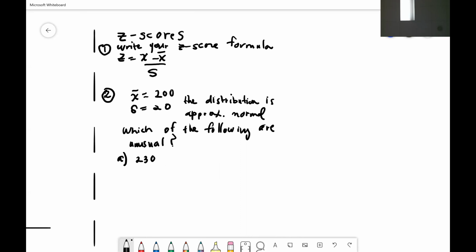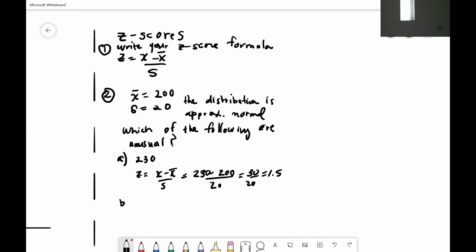all right, is 230 unusual? Here's how I would do it on the test. Z equals x minus x bar divided by s, which is 230 minus 200 divided by 20. That's 30 divided by 20, which comes out to 1.5. And you would say, no, that's not unusual. Because things that are unusual are 2 standard deviations or more, or negative 2 standard deviations or less.